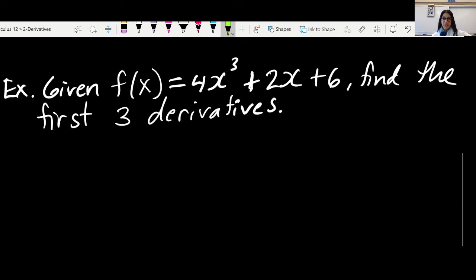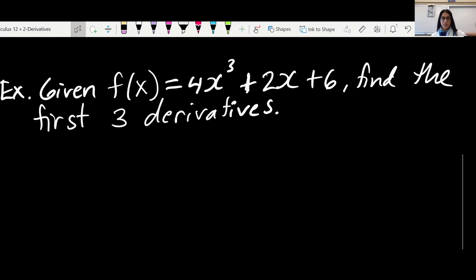So I think going through one quick example will likely be enough for you to get the concept here. So if it says, given f of x equals this function here, find the first three derivatives. Okay, so we just do exactly what we've learned how to do with derivatives, and this is a pretty straightforward one where we can just apply the power rule to each term.